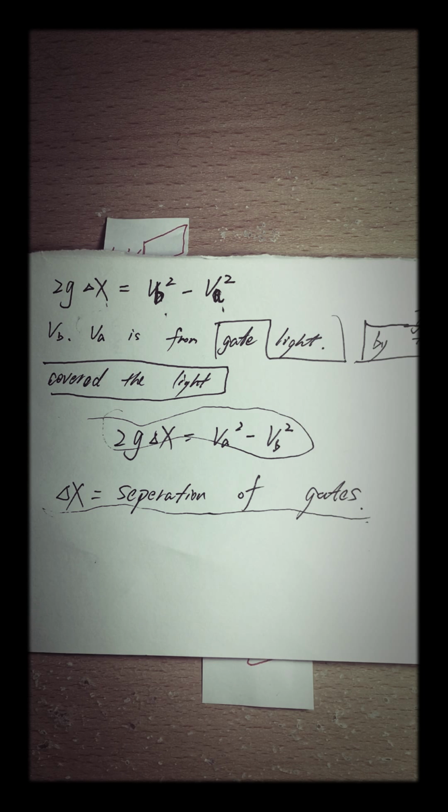The same method gives the velocity at B. And according to this method, 2g times delta x equals vB squared minus vA squared, where delta x is the separation of the gates. Let's repeat this experiment several times, get different values of g, and calculate the average value of g. Comparing with the first method, we can get an experimental g value quite close to the last experiment we carried out.